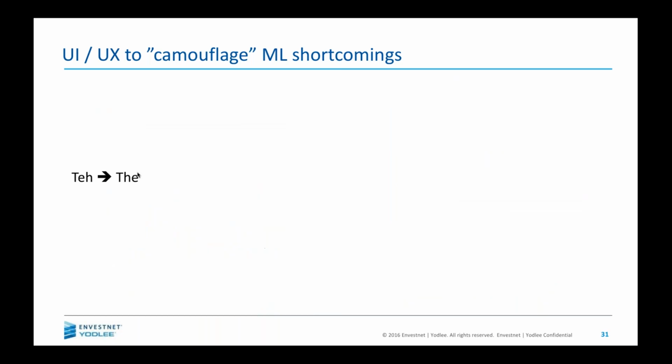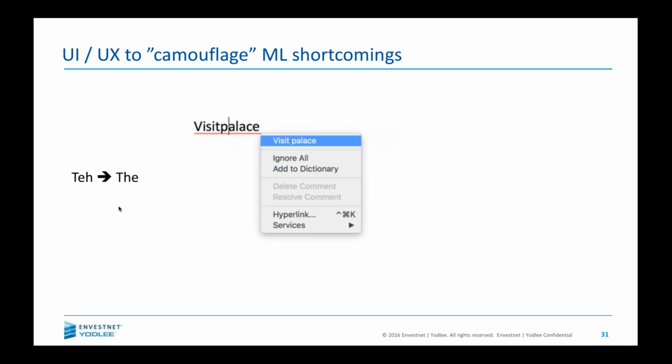A much more relevant example is that of spell checks, or spell checks that you would use in any of your document writing tools. If you type TEH, this is the most common mistake. Spell check knows that there is no such word as TEH, and so it would automatically correct it to THE. On the other hand, if you type something like this, visit palace, the spell check knows that there is an error. It's not 100% confident, and so it gives you an option of what the likely correct answer is.